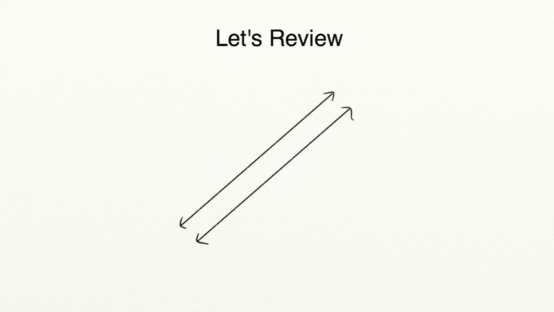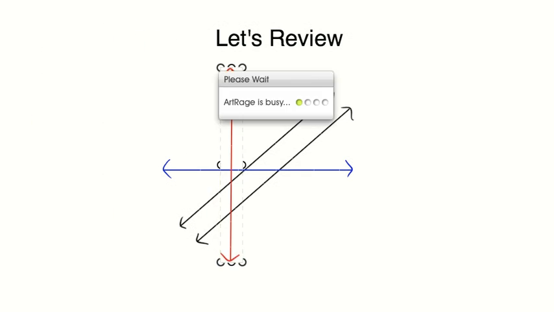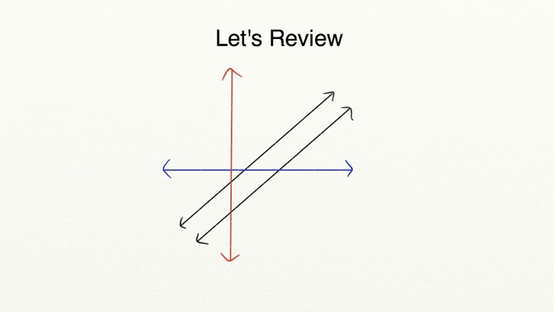Let's take a moment to review what you've learned in today's lesson. When two lines are the same distance apart from each other and will stay that distance and never meet, we call those parallel lines. When you have a line that crosses another line, we call it an intersecting line. And when you have a line that creates a right angle with another line, you call that a perpendicular line.